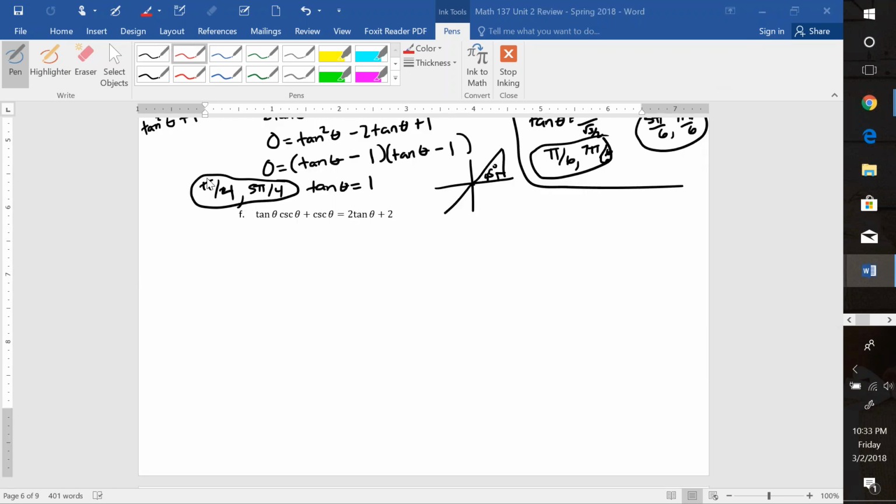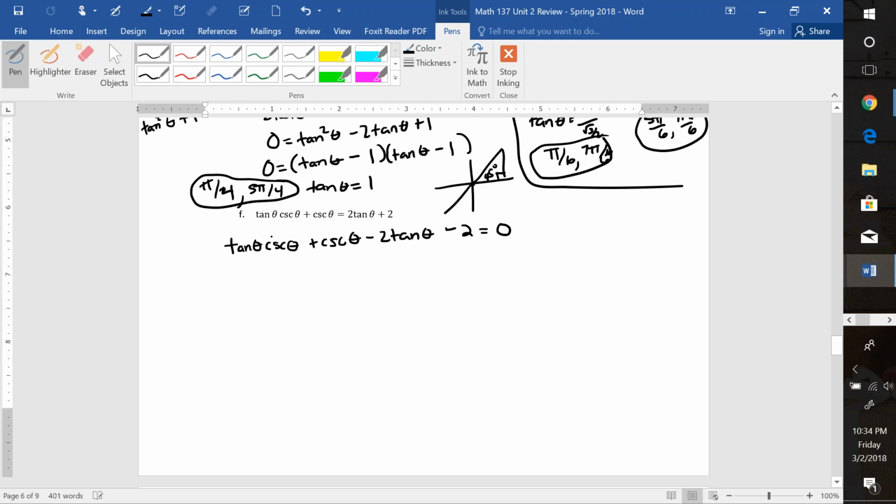Okay, for this next one, we see a lot of things going on. We have tans and cosecants and stuff on both sides. I'm going to try to start off by just moving everything to the same side. So this will be tan theta cosecant theta plus cosecant theta. It's so hard to write. Minus 2 tan theta minus 2 equals 0.